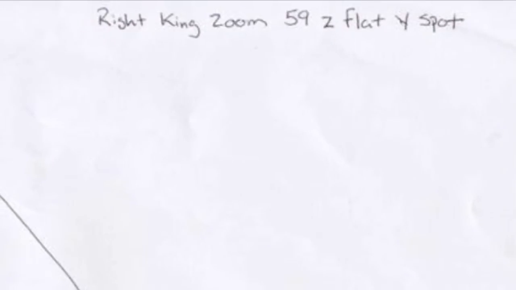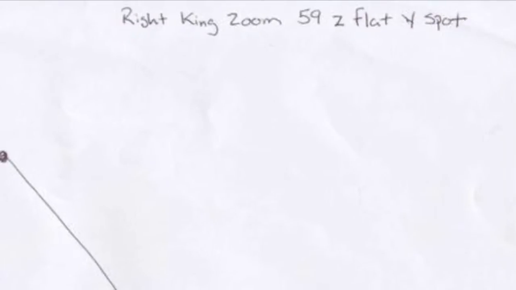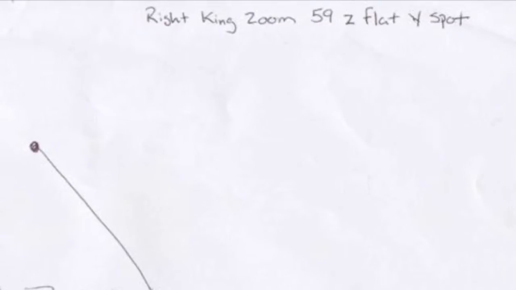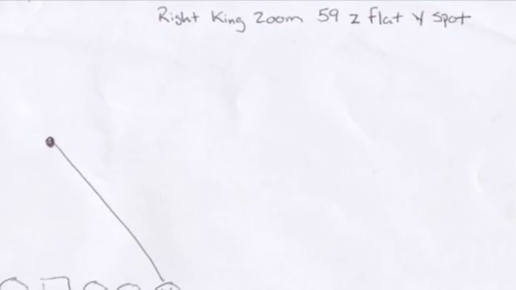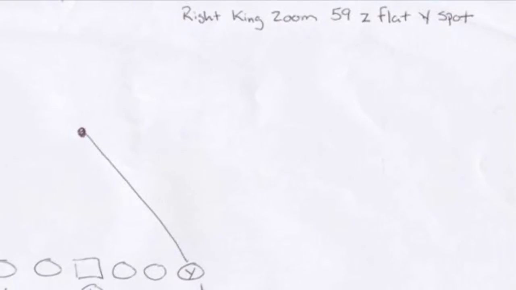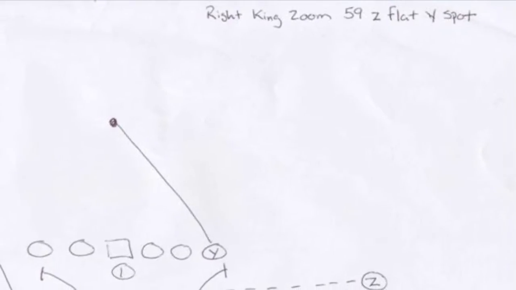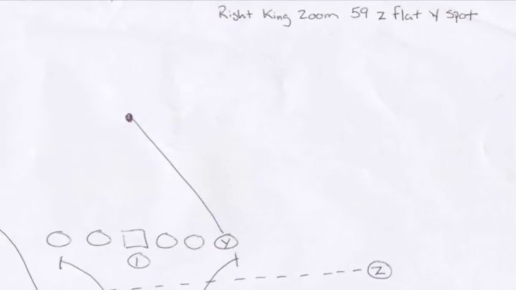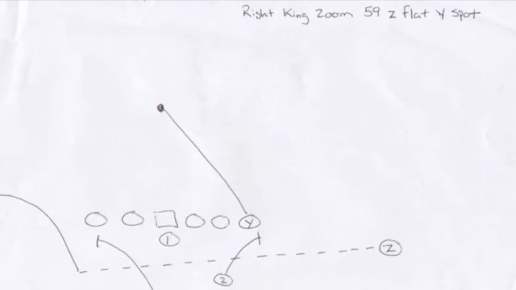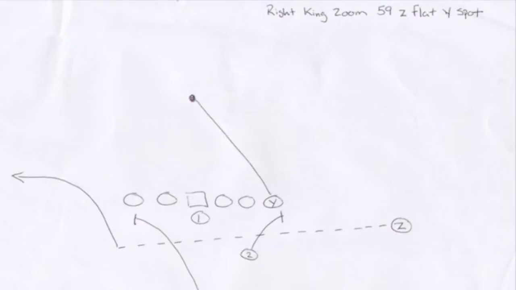All right, the play that we have here is right king zoom, 59 Z flat, Y spot. And it's a passing play that will be used in a third down situation. Right tells Y where to line up, which sets the rest of the formation. King tells the fullback to shift over the guard. Zoom tells the Z to go in motion. And then 9 is the route. And then the adjacent routes is the Z flat, Y spot. And each of that is represented by the text on the diagram.